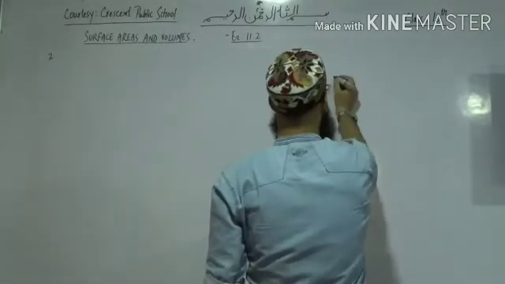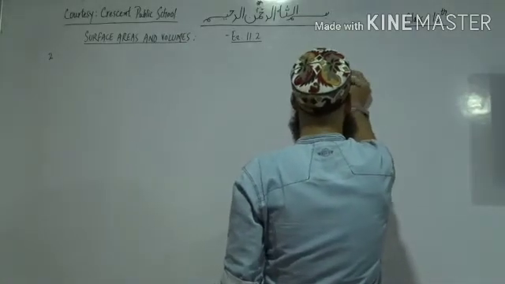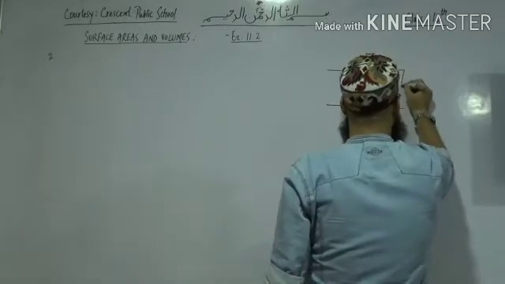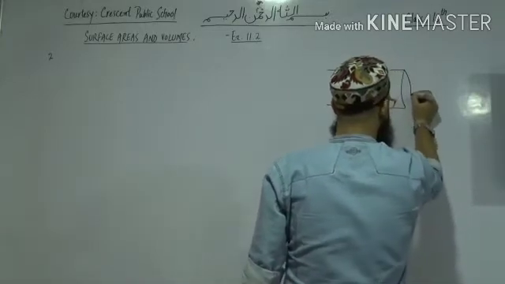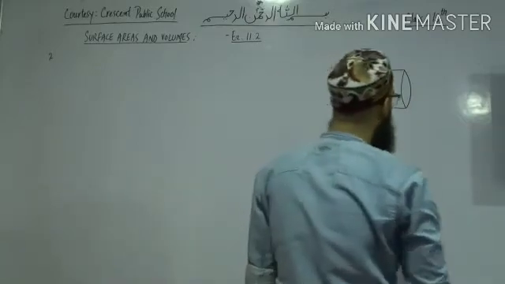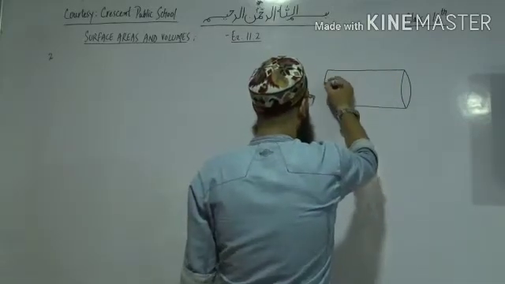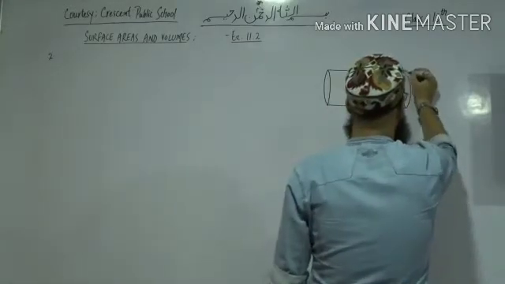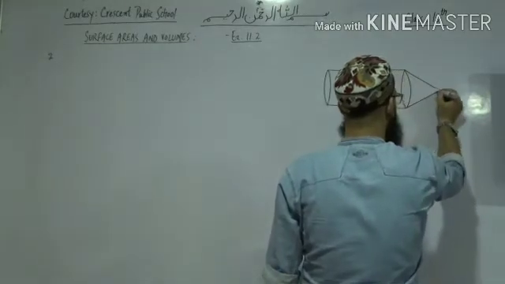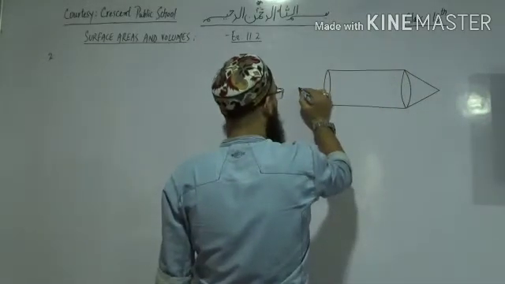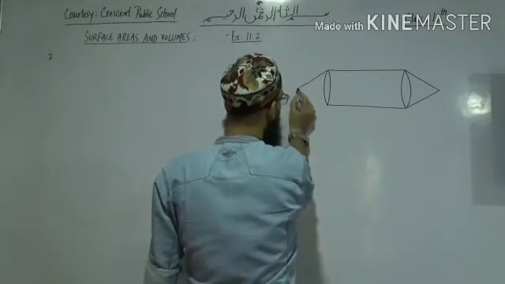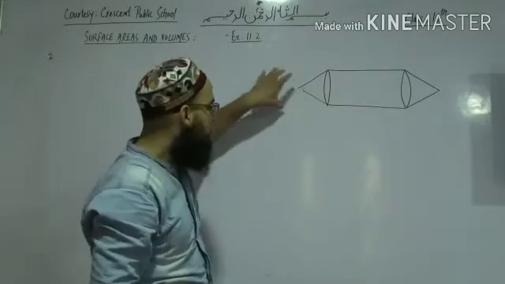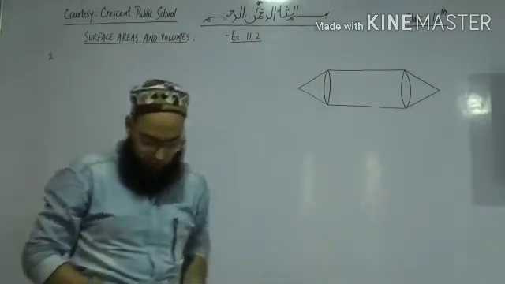Let me draw it. Model was something like this, in the shape of a cylinder, just like this, with two cones attached to it, like that. This is a cylindrical portion, then it's like this, and this, and like this, and this. So this is a cylindrical shape. Two cones are attached to this cylinder.